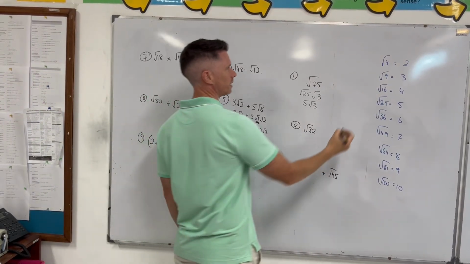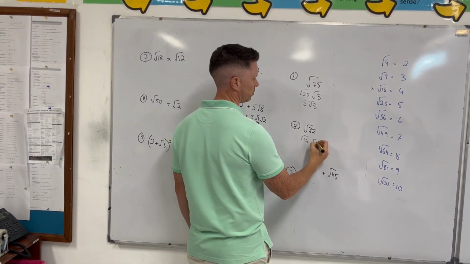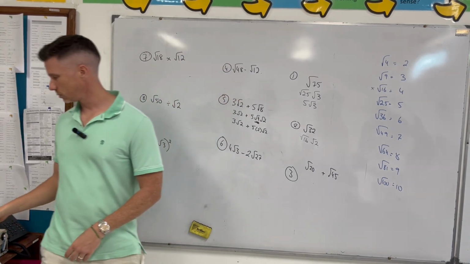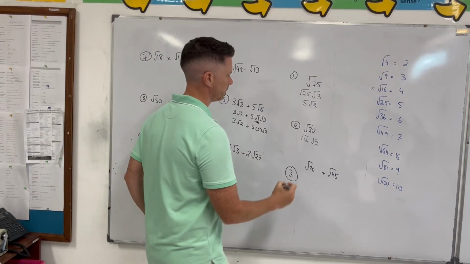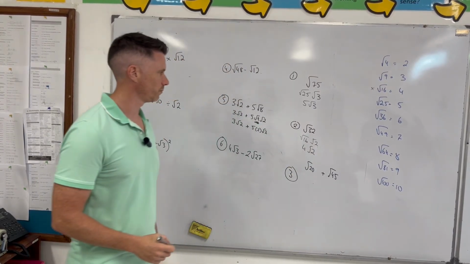Second one, I think I can find root 16. Root 16 times root 2. Root 16 times root 2. And root 16 is 4, so that is just 4 root 2s. So remember, you can split up into two factors.